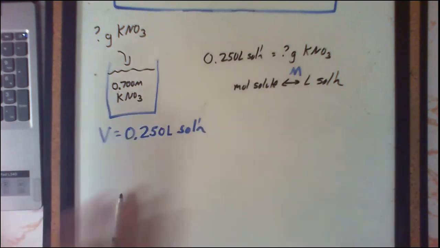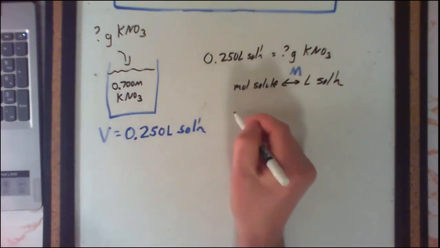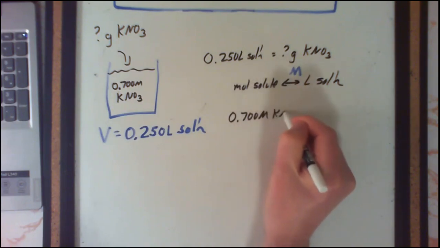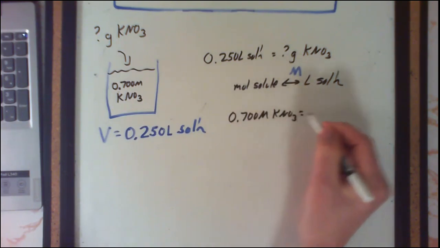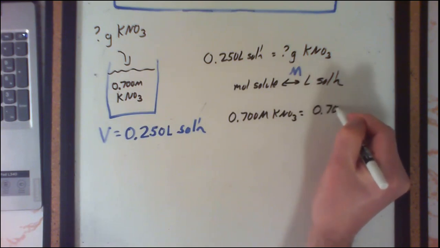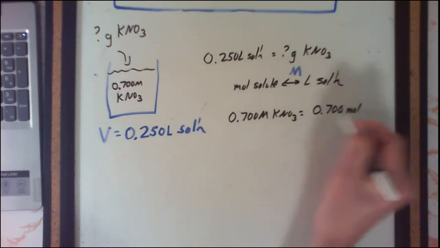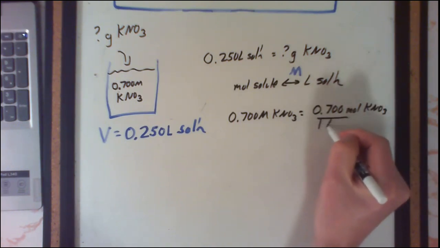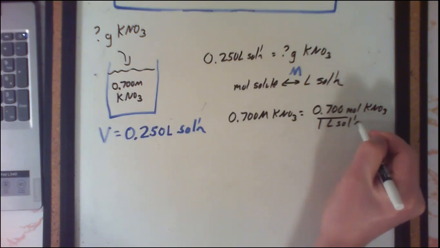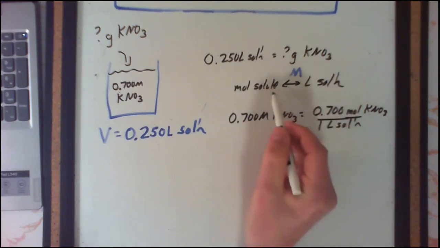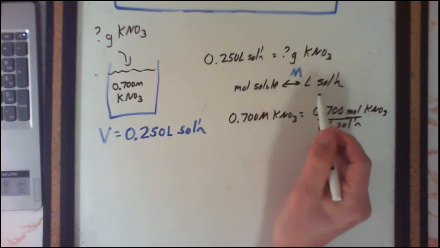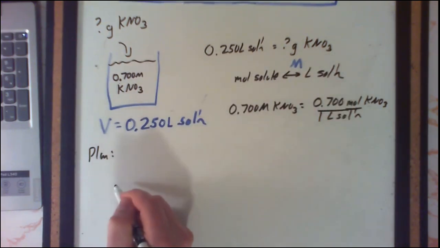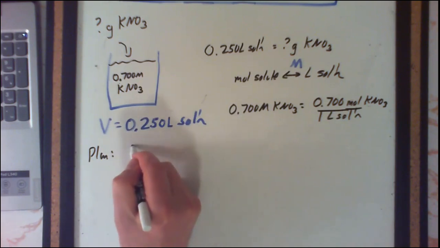So keeping that in mind, a 0.7 molar solution that we need to prepare of potassium nitrate means that the solution is to be prepared such that we have 0.7 moles of potassium nitrate per liter of solution. So that'll be the ratio we'll use to at some point relate moles of potassium nitrate to liters of solution, or vice versa.